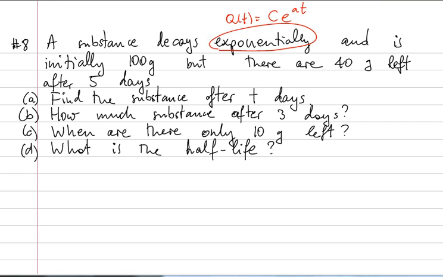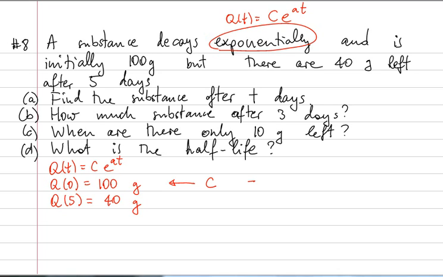I'll write this. So Q of t equals C e to the a t. And initially, which means at time 0, the substance is 100 grams. After 5 days, so Q of 5 is 40 grams. So from here, Q of 0 is my C. So that's going to give me C equals 100.